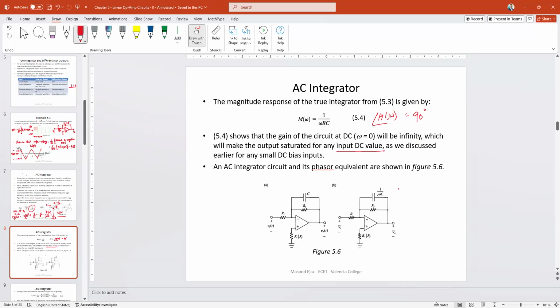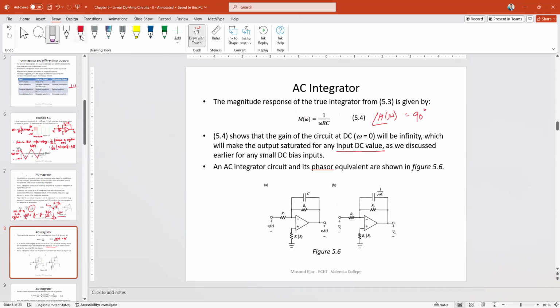Okay, so how do we change that into an AC integrator? As you can see, very easy. We just use a resistance in parallel to the capacitor in the feedback loop. As simple as that. And let's discuss the reason why, what is going to happen.